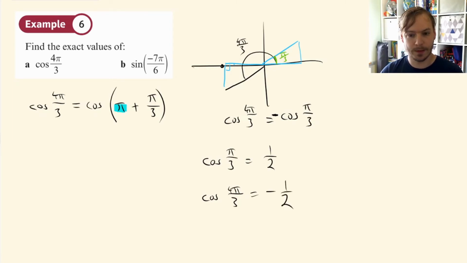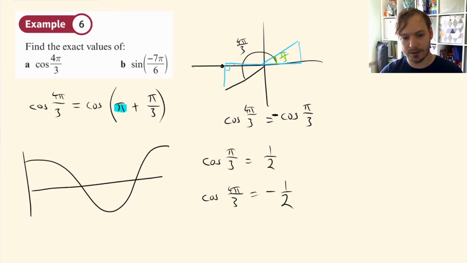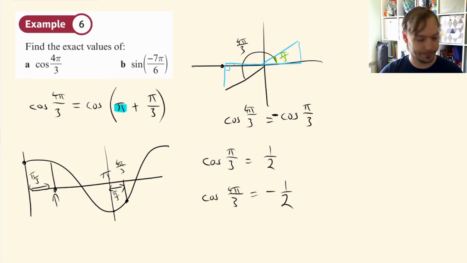If you prefer to use the cosine graph to see that, then that's where pi is. So this right here is 4 pi over 3, and our gap here is pi over 3. What that means is our gap from this trough of -1 needs to match our gap from this peak of +1, so this is pi over 3. So what we care about is this value, which is 1/2, but negative. Okay, same thing from CAST and from the graph.